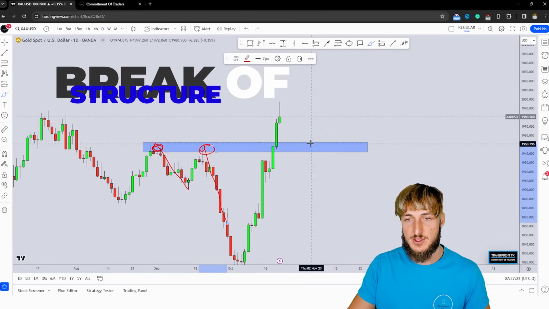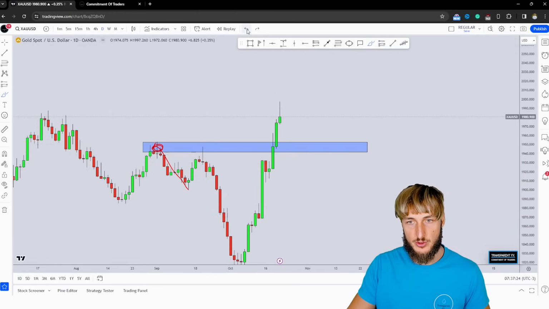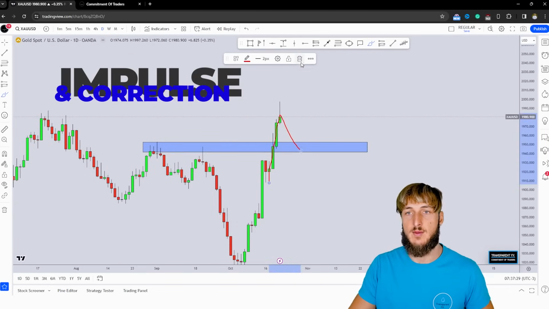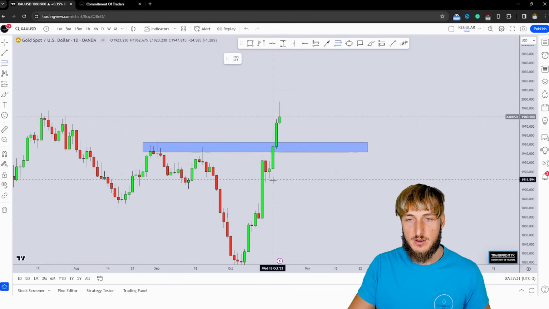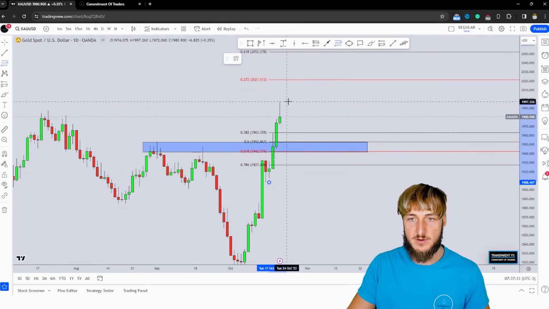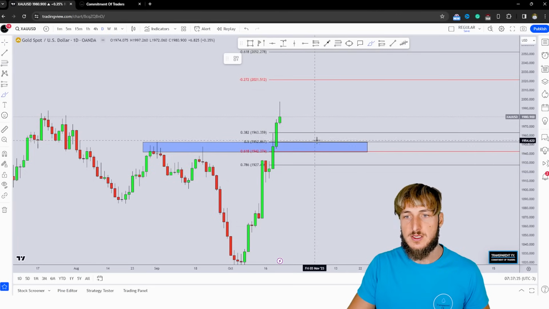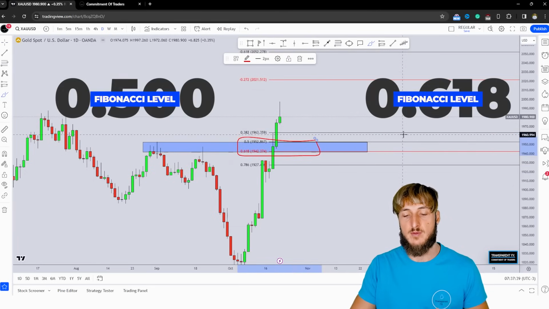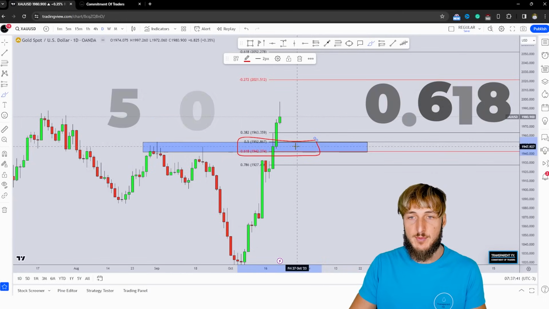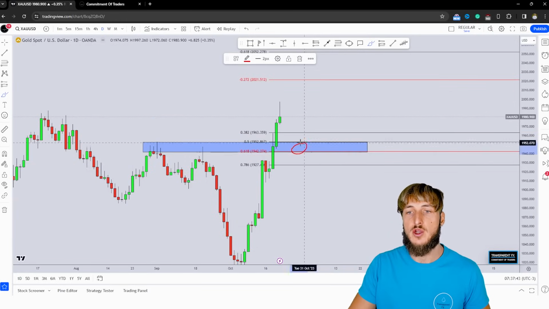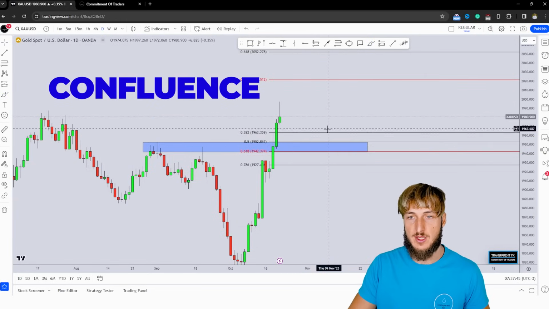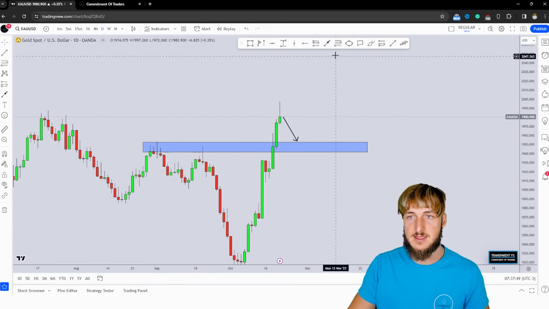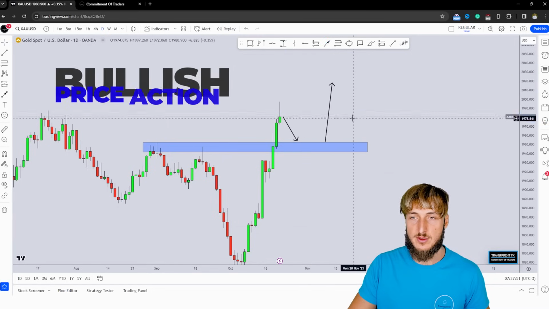So all this previous resistance is now acting as support here. And as we got an impulse also here, if we want to measure a potential correction, we have to take our Fibonacci from the low to the high of the impulse leg. And if we do that, we can see how we have the perfect 50% and 0.618 Fibonacci retracements lining up exactly inside of this area, creating a confluence of support inside of this zone that we could in fact expect this market to want to go and test and then to reject to the upside.